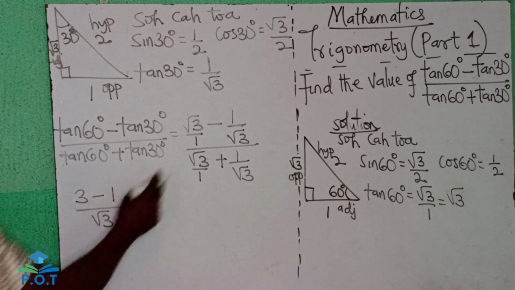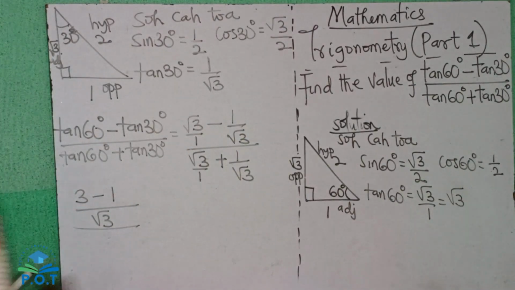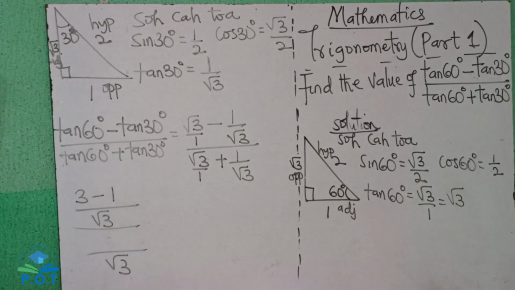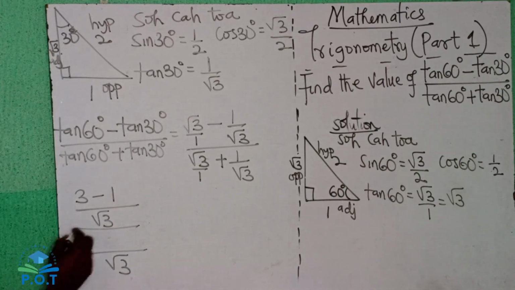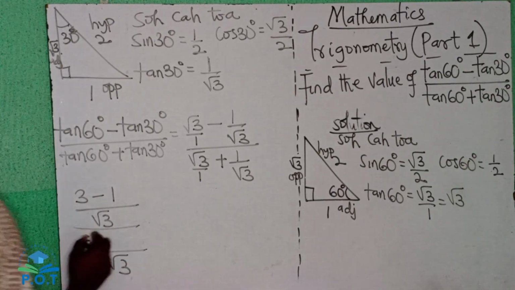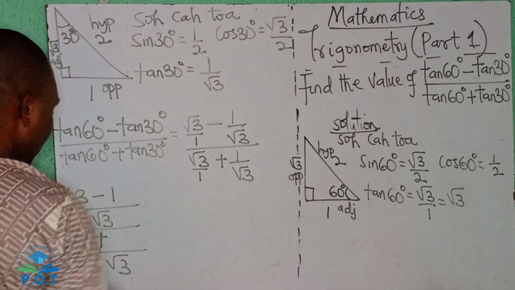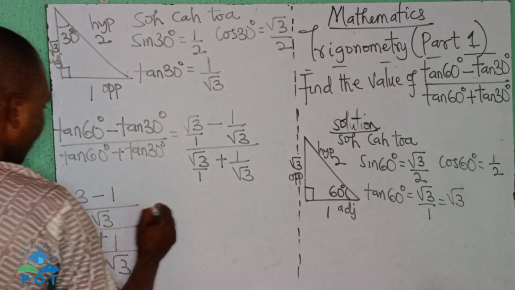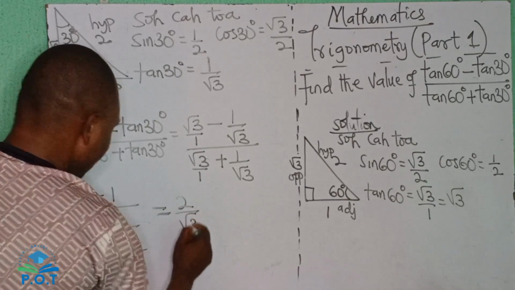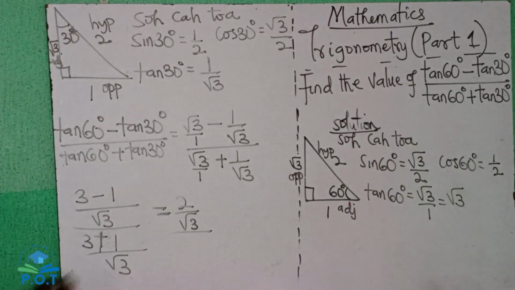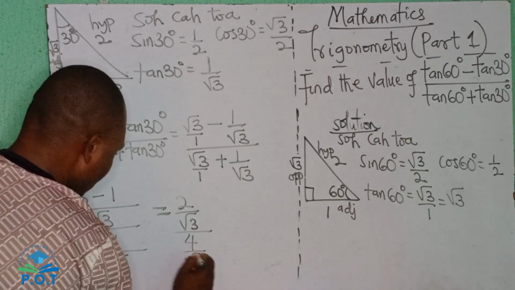Over the LCM of 1 and root 3, which is still root 3. So we divide root 3 by 1, we are going to get root 3. Root 3 times root 3 is 3. Plus, if we divide root 3 by root 3, we are going to get 1. 1 times this 1 here gives us 1. And this is 2 over root 3. Over root 3 plus 1 gives us 4 over root 3.